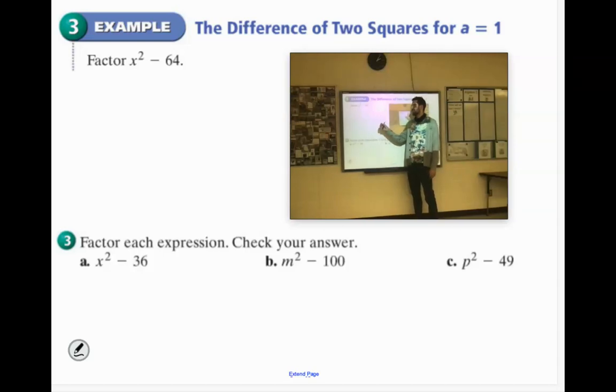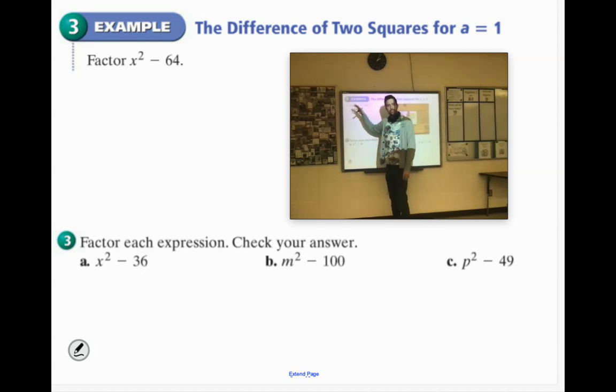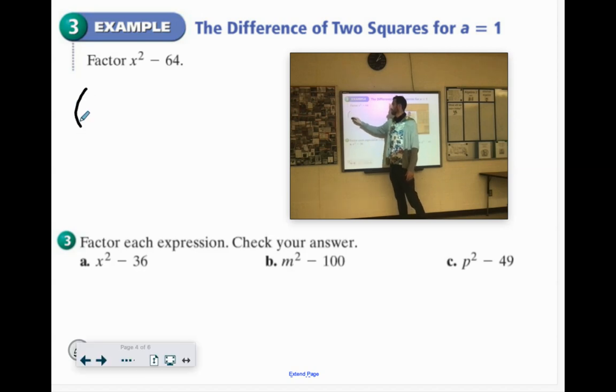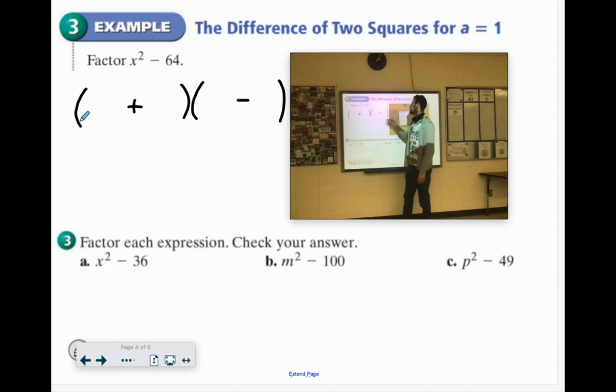Factor x squared minus 64. There's only two terms there, and I can square root them, and there's a minus in the middle. Oh, it's probably the difference of squares. Remember when you have two perfect squares and there's a minus in the middle, that was where you had the exact same thing in parentheses, except one had a plus and one had a minus. So if we're going backwards, you could just square root each one.